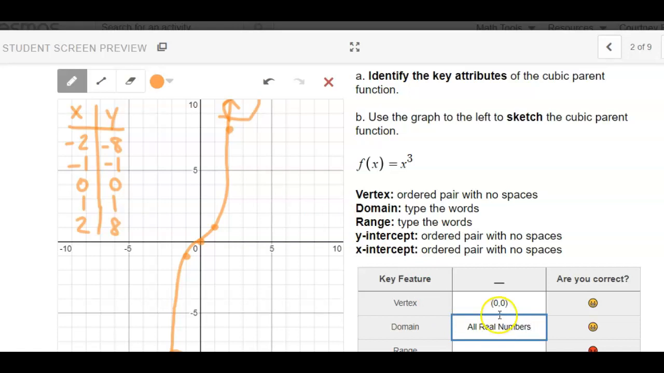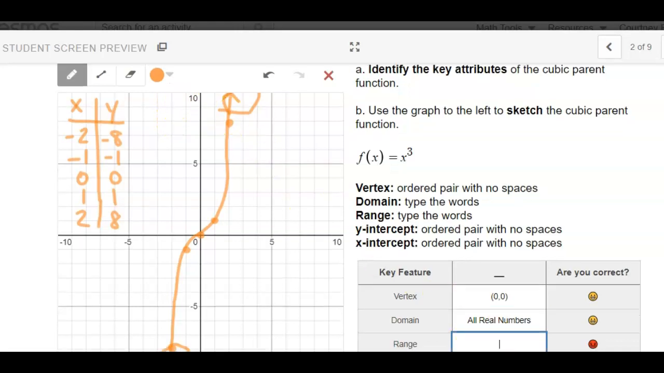Make sure I spell it right. If I spell it wrong, then I'm going to get the unhappy emoji. The range from bottom to top, again, I've got an arrow on the bottom and an arrow pointing to the top, so I don't have any boundaries. My range is all real numbers.